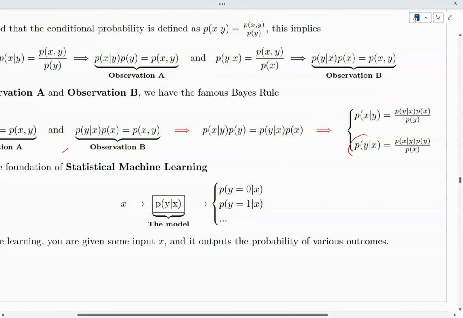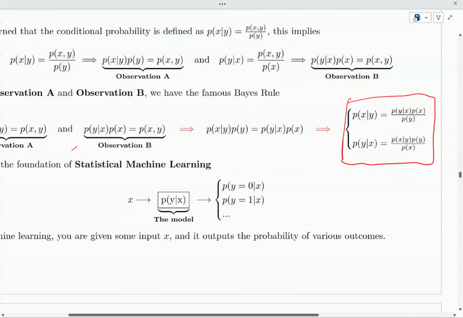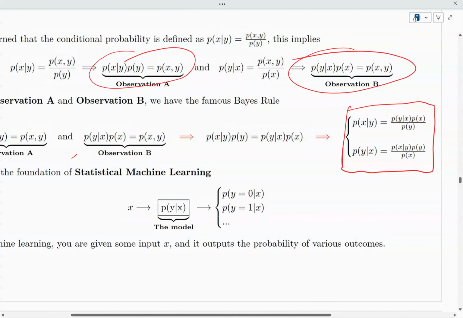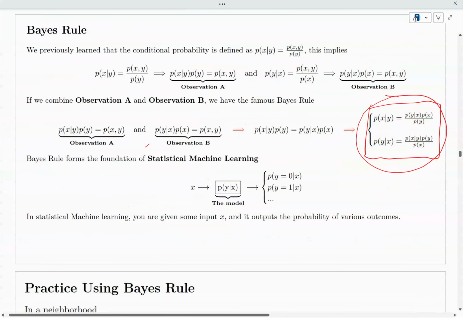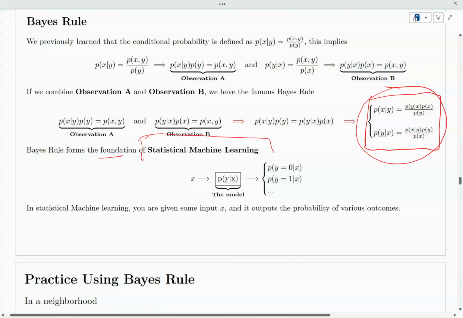Conversely, probability y given x is equal to this equation. So this right here is Bayes' rule that came from the conditional probability distribution of observation A and observation B. Okay? And this Bayes' rule turns out to be very, very important because it forms the foundation of statistical machine learning, where we often plug X into some kind of model, right? But the model is probability Y given X.